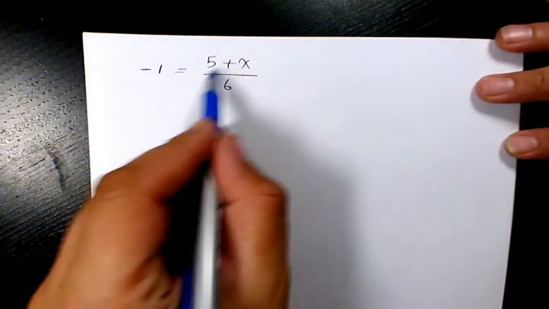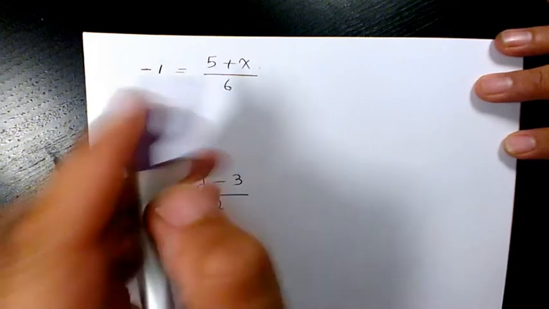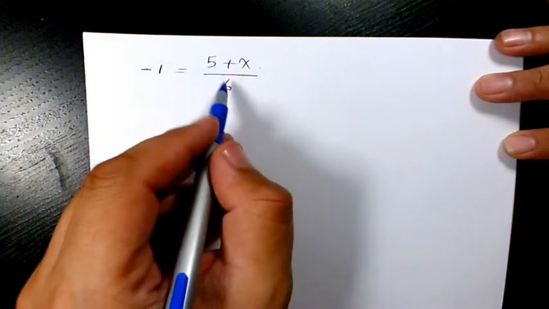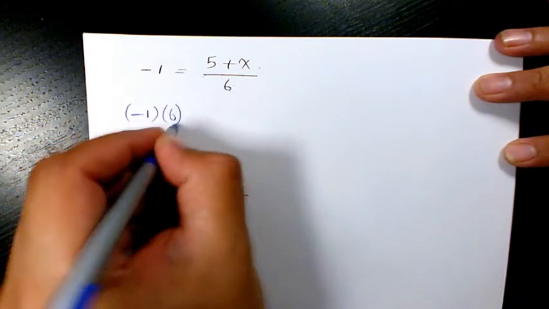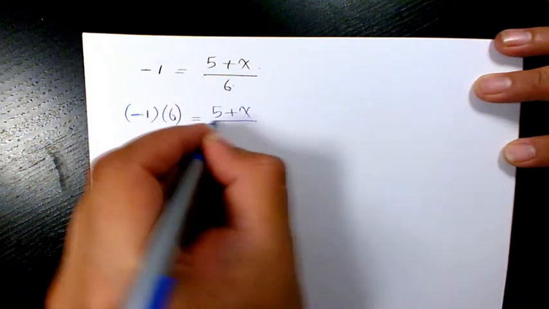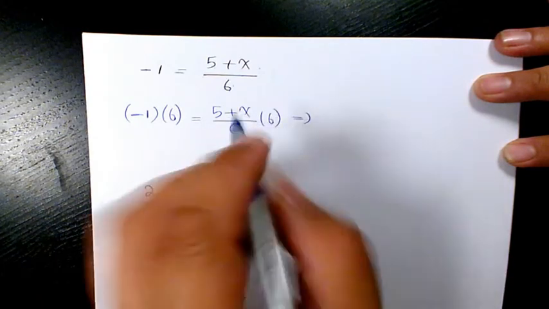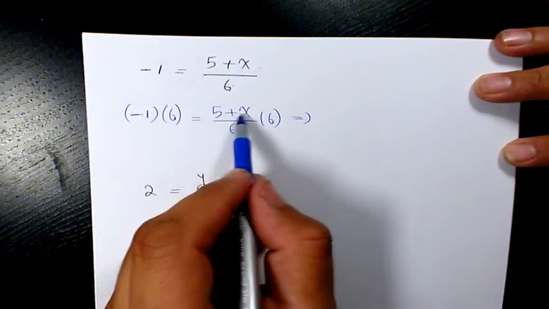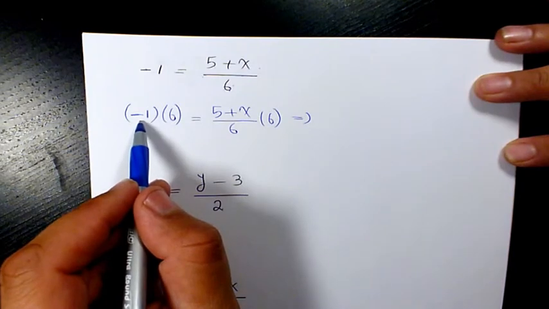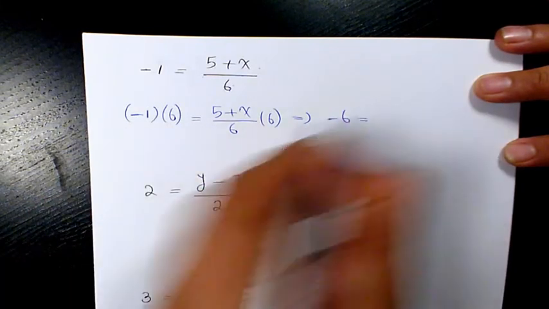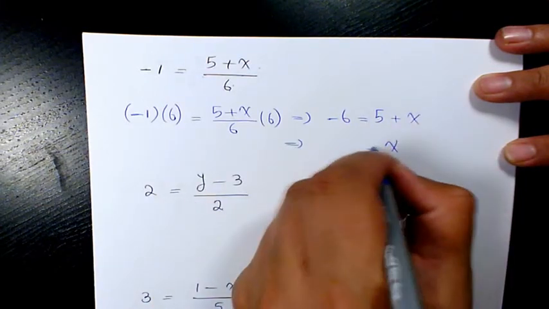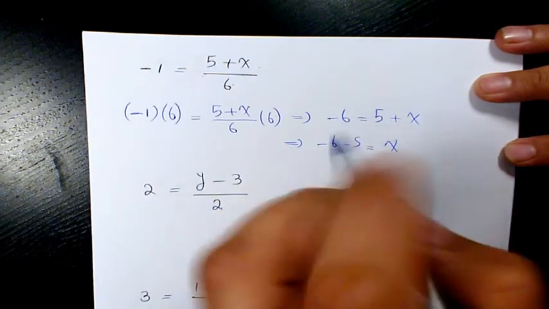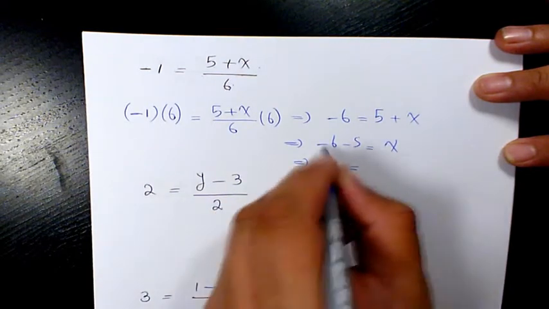Negative 1 equals 5 plus x divided by 6. What I need to do, I need to multiply both sides by 6 in order to get rid of the denominator. So negative 1 times 6 equals 5 plus x divided by 6 times 6. So these 6 and 6 cancel out, and we have 5 plus x on the right hand side, and on the left hand side we have negative 1 times 6. So we have negative 6, 5 plus x. So we have x equals, 5 moves to the other side, it's going to be negative 5. So x will be negative 6 and negative 5, which is going to be negative 11.